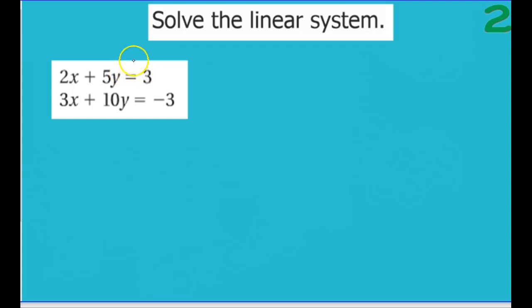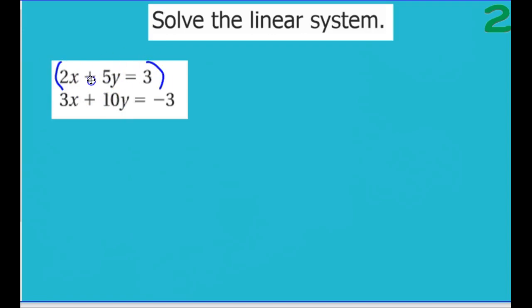Our next problem, we're looking for opposites. Here we don't have any opposites, 2x and 3x, 5y and 10y. So what we need to do is multiply by something. So if we look at 2 and 3, that's not easy to multiply something. We'd have to multiply by both of the 2 and the 3 to get to something that would equal the same number. But if we look at the 5 and the 10, we'd only need to multiply the 5 by something to get to 10.